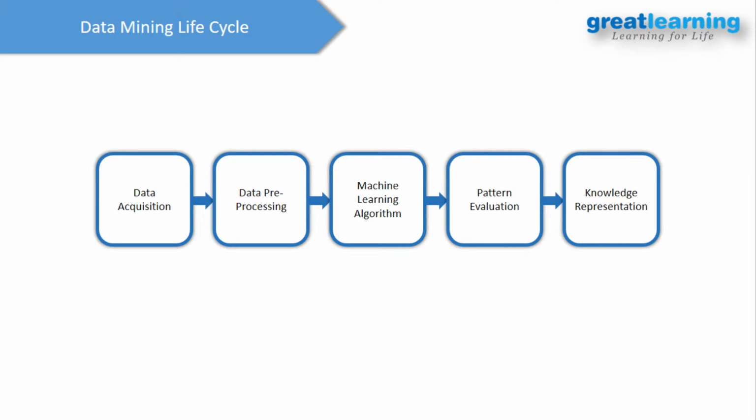Right, so now that we have understood the need of data mining, let's go ahead and understand the data mining life cycle. Here, we would have to start off by acquiring the data. Then we'd have to pre-process the data. After that, we'll apply some machine learning algorithms, and that will give us a result. Once we get a result, we'd have to evaluate how is the result, and finally we will show the result to our stakeholders or to our client.